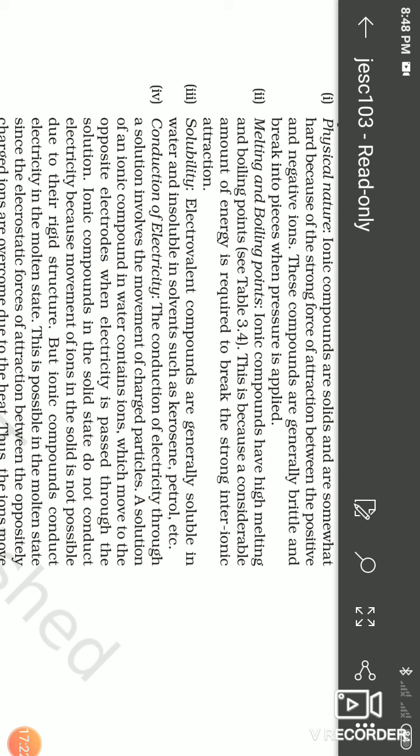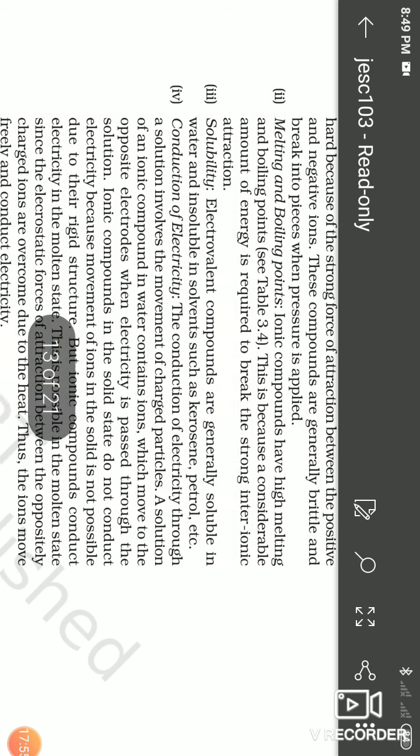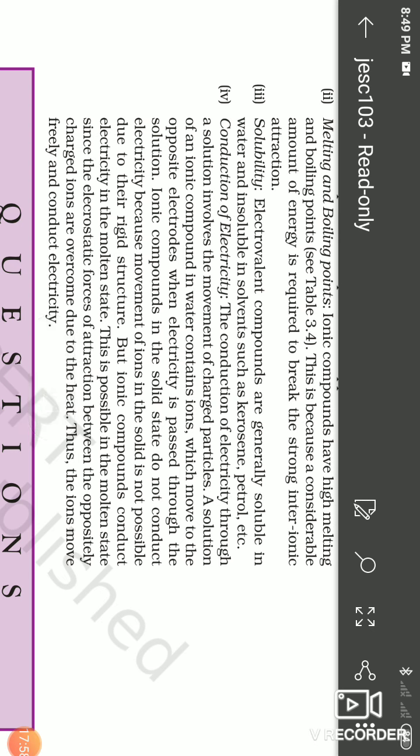We know that when we take two magnets, opposite poles attract each other, but the same poles repel each other. Like that, here two opposite charges attract each other, which is why the melting and boiling points are high.